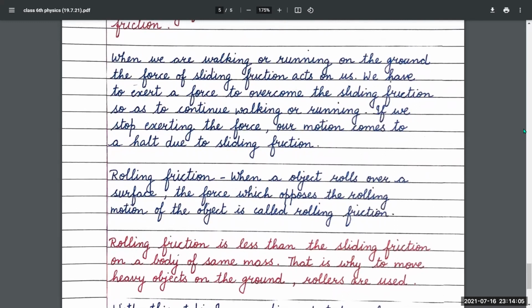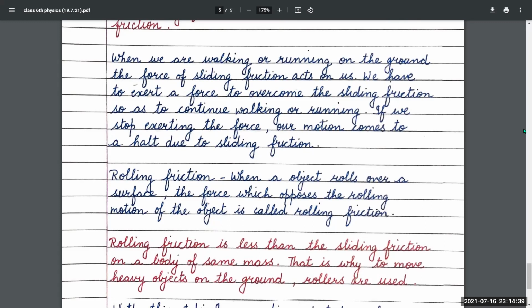When we are walking or running on the ground, the force of sliding friction acts on us. We have to exert a force to overcome the sliding friction so as to continue walking or running. If we stop exerting the force, our motion comes to a halt due to sliding friction.